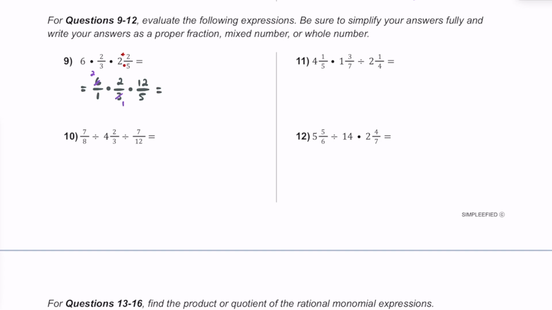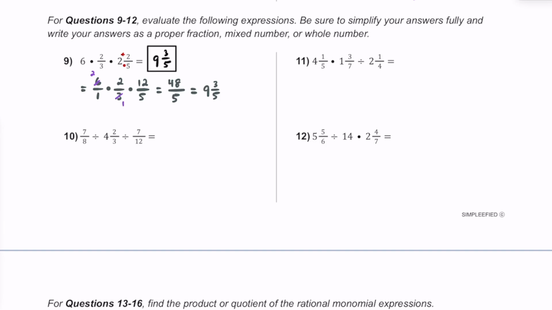So on top here, 2 times 2 is 4. 4 times 12 is going to be 48. And then on the bottom, we have 1 times 1 times 5, which is 5. And I think these are relatively prime here, right? So 5 goes into 48 9 times. 9 times 5 is 45 with 3 left over. So we're looking at an end answer here of 9 3/5.